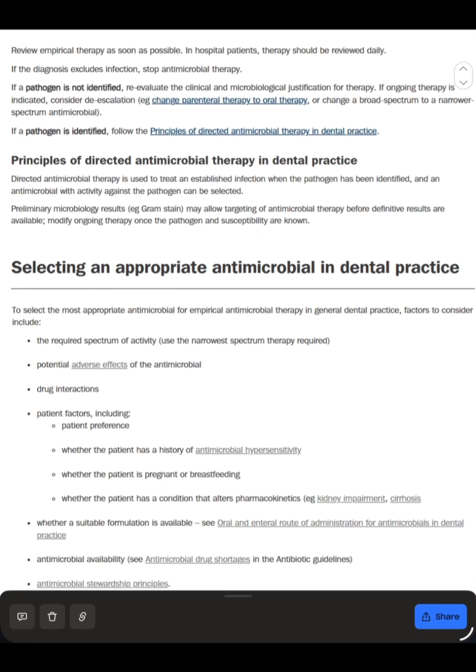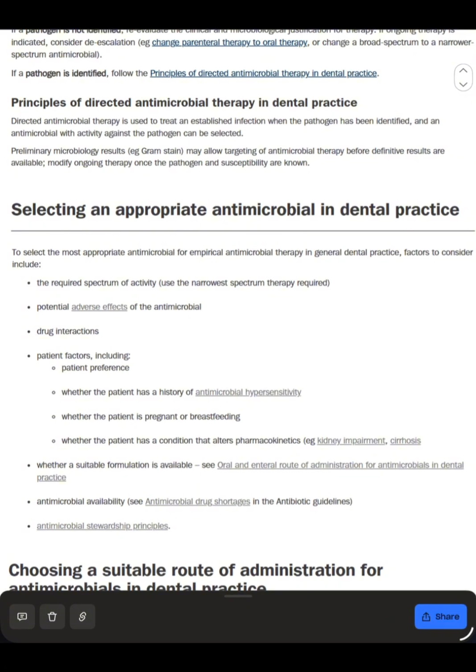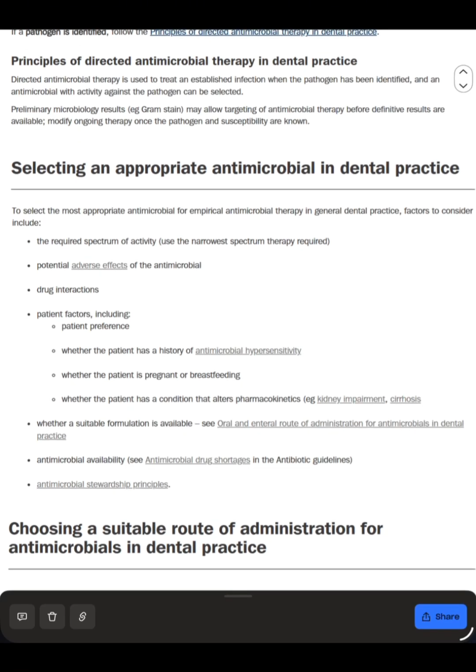Selecting an appropriate antimicrobial in dental practice. To select the most appropriate antimicrobial for empirical antimicrobial therapy in general dental practice, factors to consider include the required spectrum of activity, using the narrowest spectrum therapy required. So first of all, we need to use the narrowest spectrum therapy. Then we need to consider potential adverse effects of the antimicrobial and drug interactions.